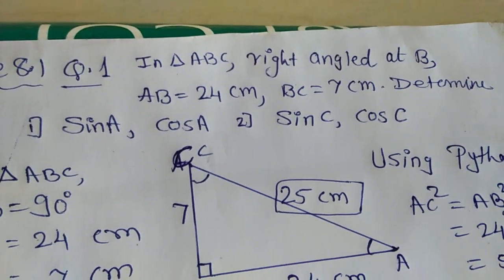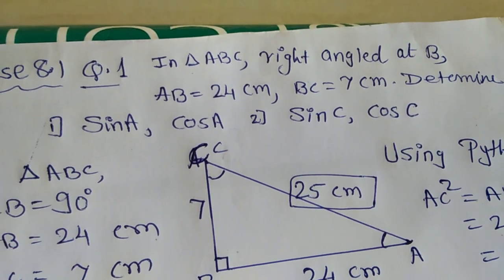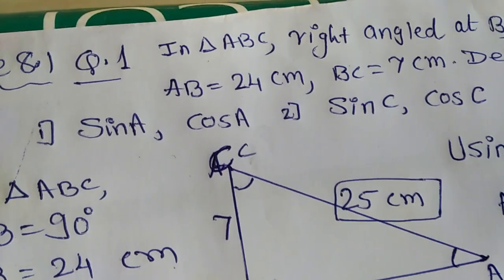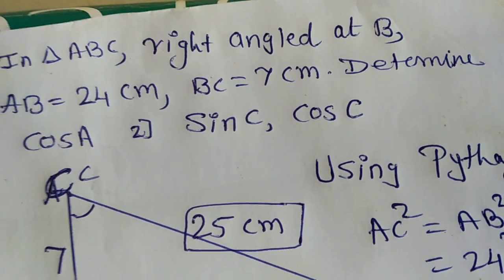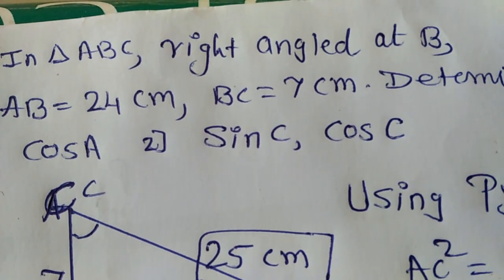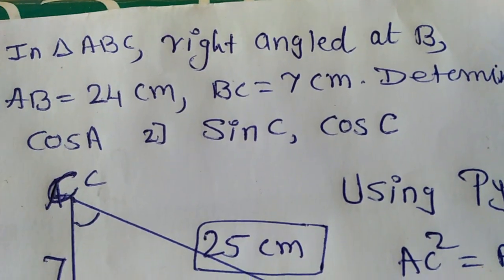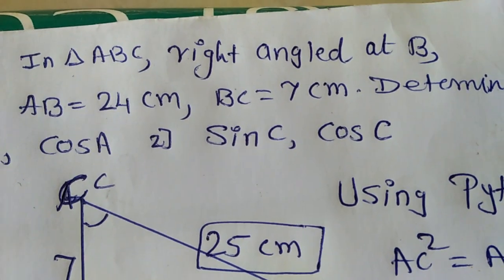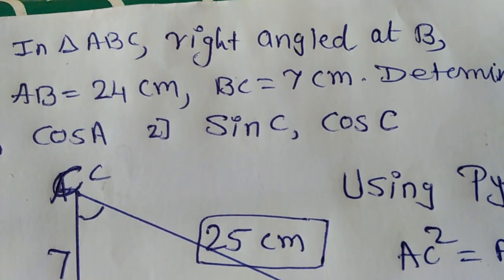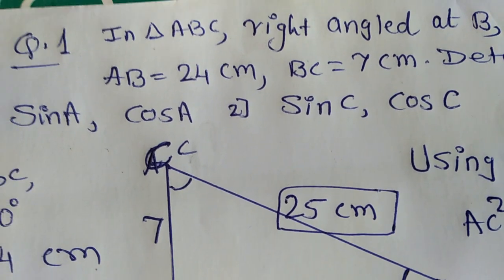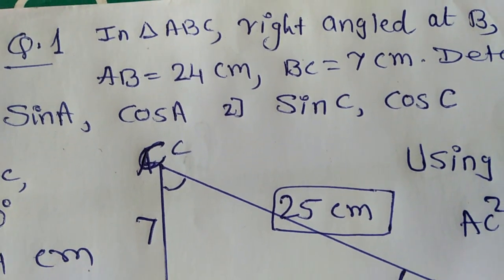The question is: in triangle ABC, right angle at B, AB is equal to 24 centimeter, BC equal to 7 centimeter. Determine the value of sin A and cos A, sin C and cos C. This is your question. Now what is given to you? In triangle ABC, right angle at B. It means the triangle's name is ABC, and right angle means the 90-degree measure is for angle B. Two side lengths AB and BC are given and we have to find the ratios. The value of the four ratios we have to find.